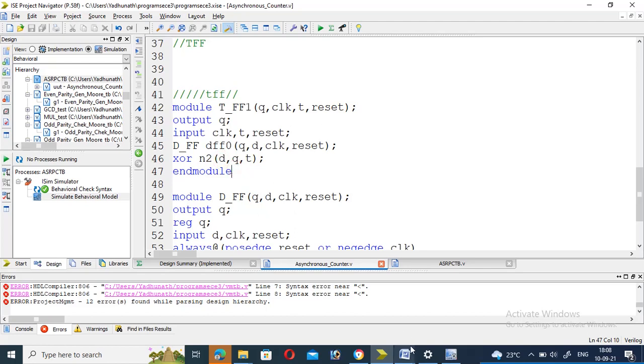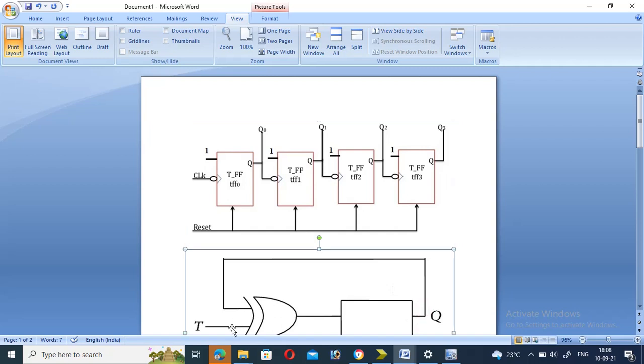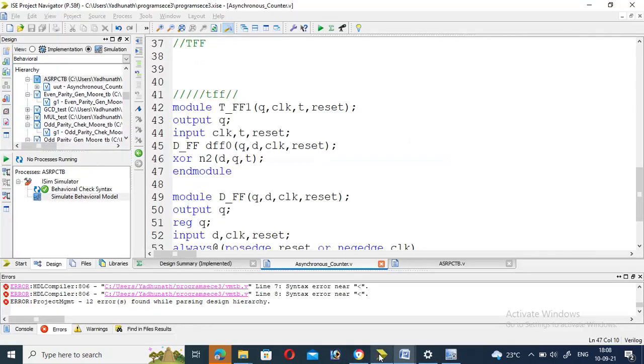So if we observe the same diagram, let us see here. So this Q and T can act as the input for the XOR gate, and the output can be used as the D of the flip flop. Okay? So that's why I can write the XOR gate combination.